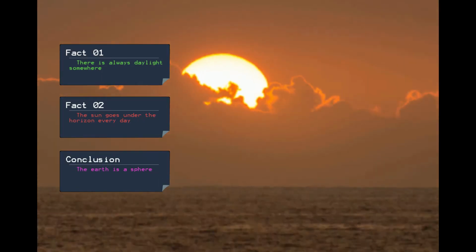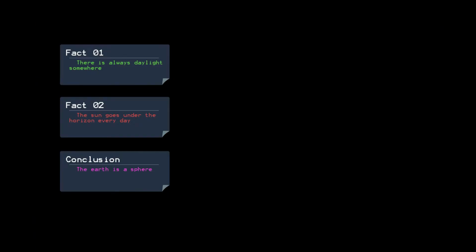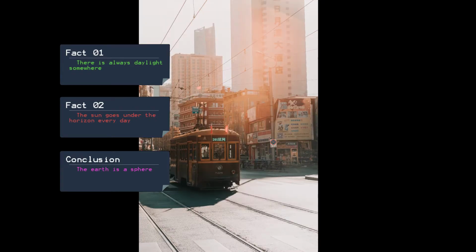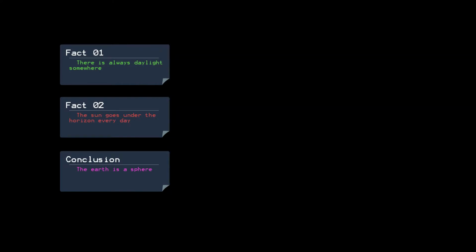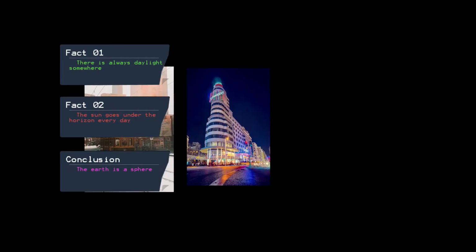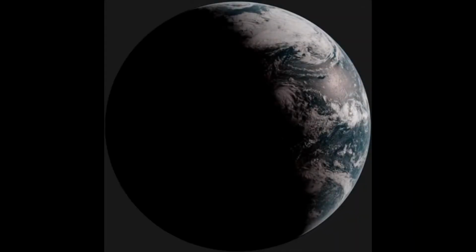I mean, we have the internet and stuff, so you can call someone in a different part of the globe who is somewhere where there's daytime while it's nighttime at your place. We know that that's never a point where there's nighttime everywhere. So those two things, the fact that there's always daylight somewhere and the fact that when daylight stops, it's because the sun is going below the horizon line, can only be true if the Earth is in fact a sphere. It can't be true if it's flat.